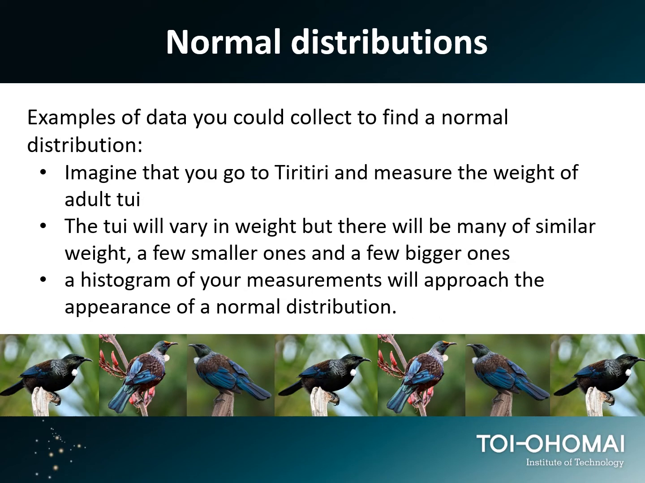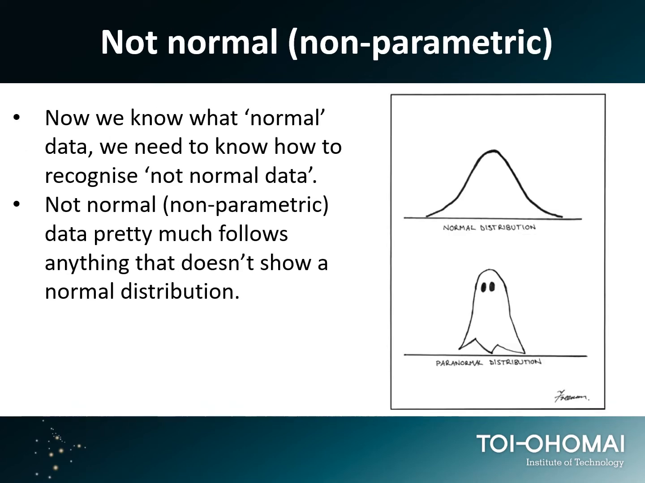Another example: if you go to Tiritiri Matangi Island and measure the weight of adult tui, some will be a little bigger, some will be a little smaller, but in general they'll be pretty close to the mean weight on average. And then the further away you get from the mean weight, higher or lower, the less chance that you're going to get a giant or a mini tui. That should be normally distributed if you put the weights on a histogram. So that's what a normal data set is.